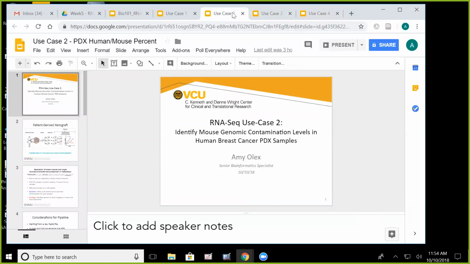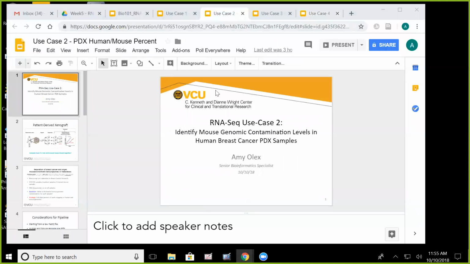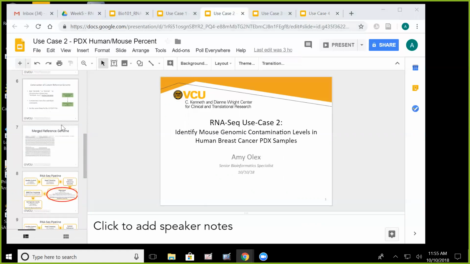Let's see. So just so you guys here can see, the second most popular use case was: what is the level of mouse genome contamination in human breast cancer patient-derived xenograft samples? This is a rather new project that I just started working on last year, and it is a really cool pipeline. I enjoyed doing this project.